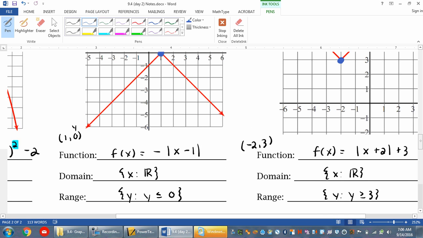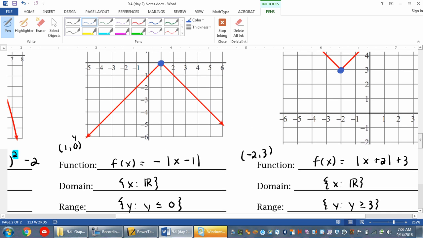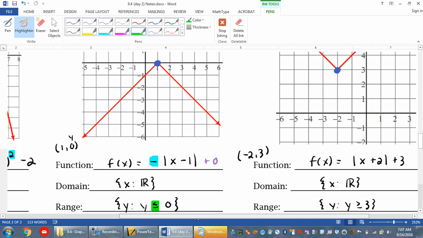All right, number 8. It's an absolute value, so I know I'm going to be dealing with the bars. My vertex is at (1, 0). So since it opens downward, I'm going to have a negative absolute value bar x minus 1. Now, some of you might have a plus 0 here. That's fine, but adding 0 doesn't change anything, so you don't have to have the plus 0. My domain is all real numbers, and my range is less than or equal to 0, because it opens downward.